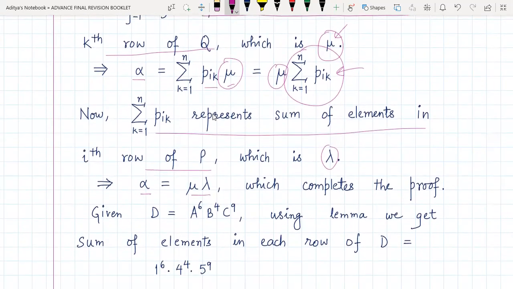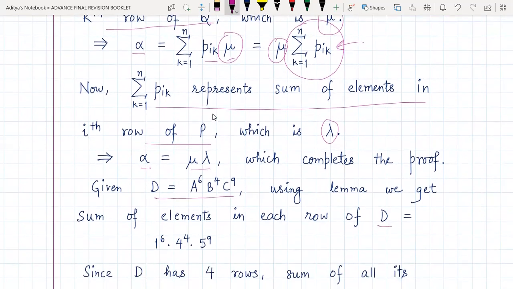Now, since we are given D is equal to A power 6 into B power 4 into C power 9, using the lemma, the sum of elements in each row of D will also be a constant, which is equal to 1 power 6 into 4 power 4 into 5 power 9. So basically what we have done is, you can write D as A into A into A, 6 times, then B into B into B into B, 4 times, then C into C, 9 times, right?